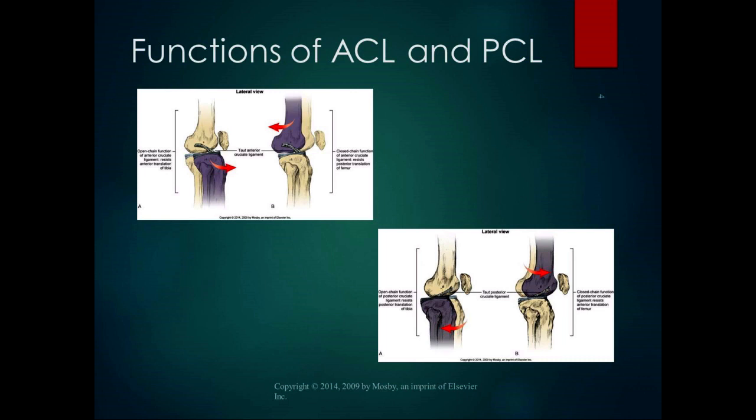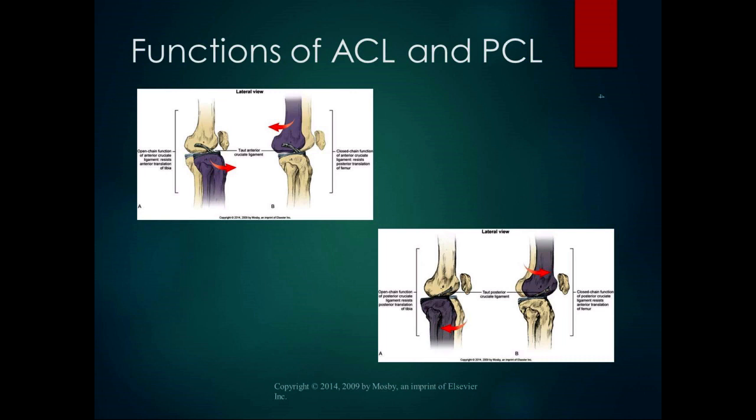The posterior cruciate ligament is just the opposite. So in open chain, it resists posterior translation of the tibia relative to a fixed femur, so you're pushing the drawer in. And in closed chain, it resists anterior translation of the femur over a relatively fixed tibia. So closed chain versus open chain, it's the same motion, it's just how we're looking at it in terms of perspective. So take a look at these pictures in the book, and I'll tell you what they're on page 278 and 279, just to get the idea.